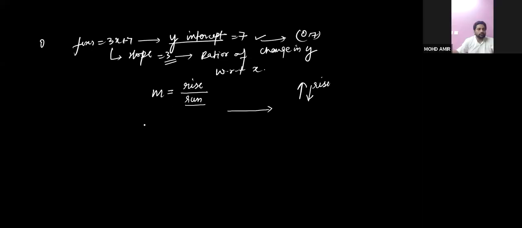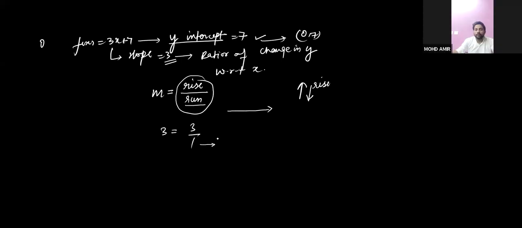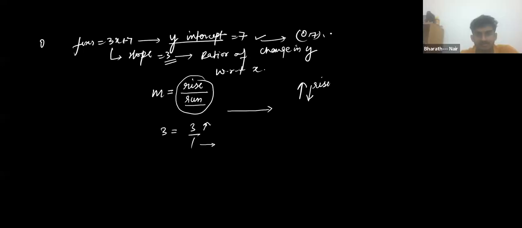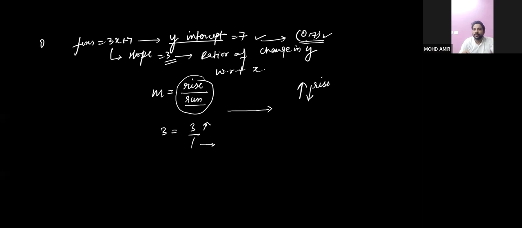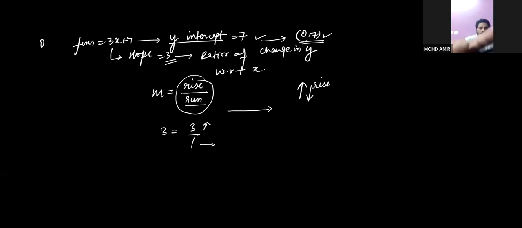This is a ratio, or we can say that it is in fraction form. So we have to put this 3 as a fraction, like 3 can be written as 3 over 1. That is our slope. If we move 1 unit towards the right, then we will be moving 3 units upward. And the point from which we will be starting is (0, 7). Now we are going to plot.